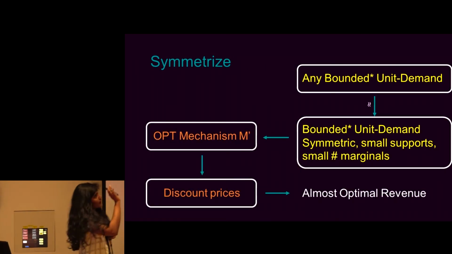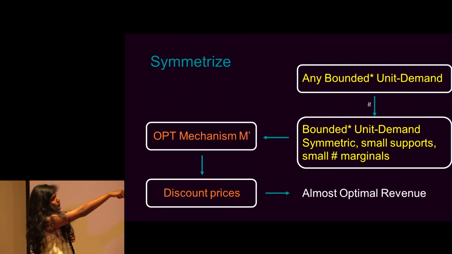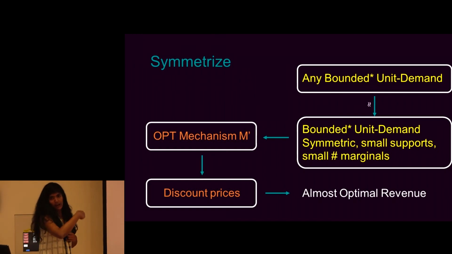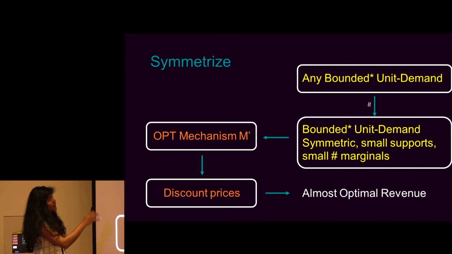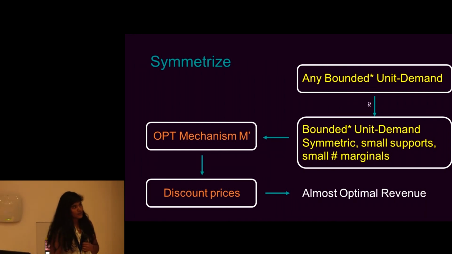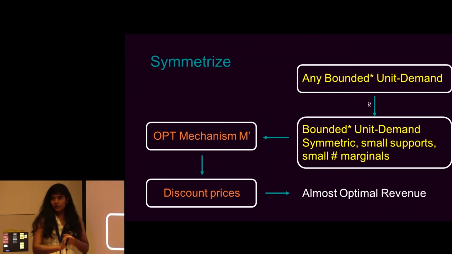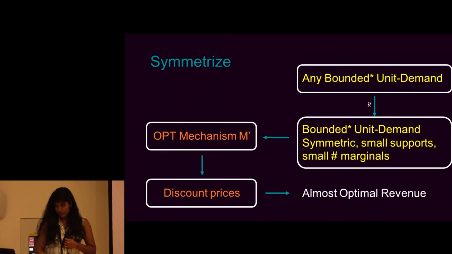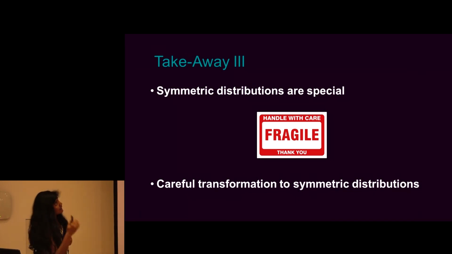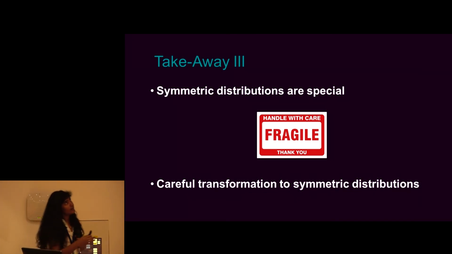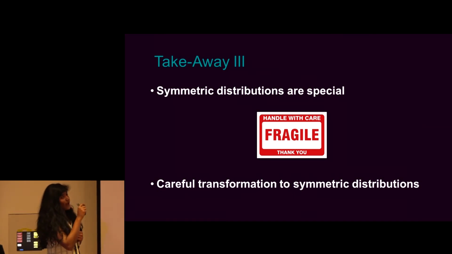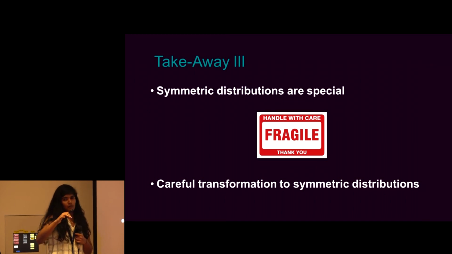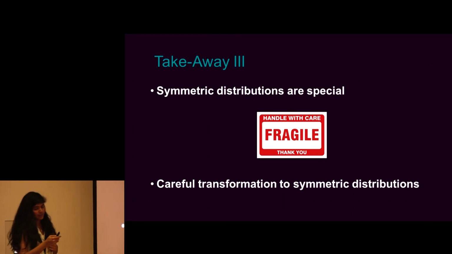So we transform this into a closed symmetric distribution and find the optimal mechanism, because we have the Daskalakis-Weinberg result. And then we also transform the mechanisms so that we preserve revenue. I have to transform that carefully to make sure I get almost optimal revenue. The takeaway is that even though symmetric distributions are great, they are very fragile. I can't just say that I can optimally solve for symmetric, so I can almost optimally solve for almost symmetric very easily. That needs to be done carefully.